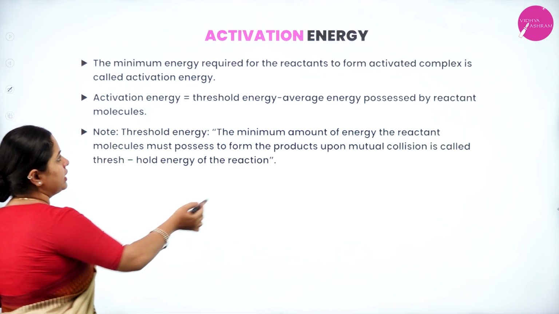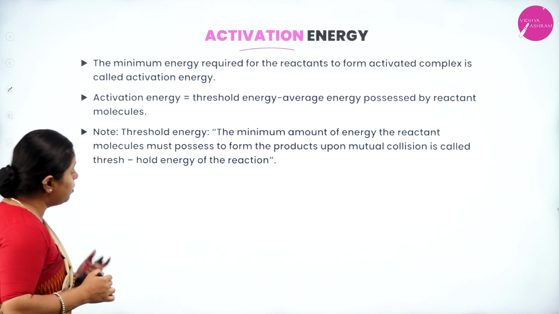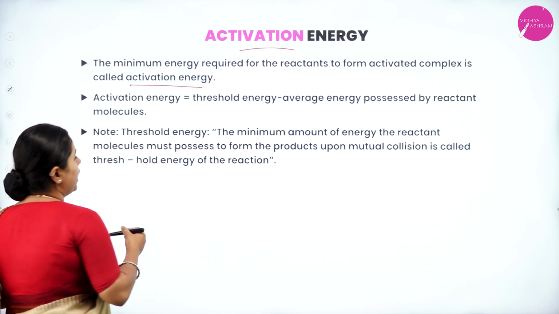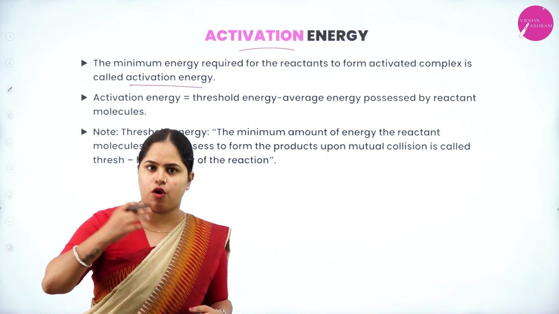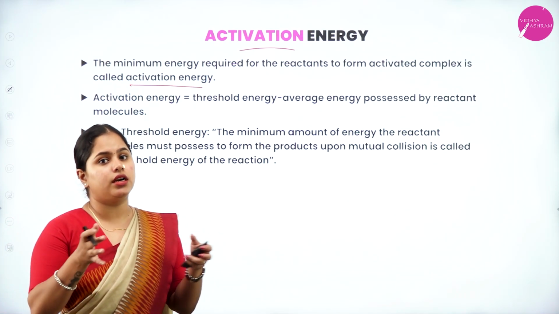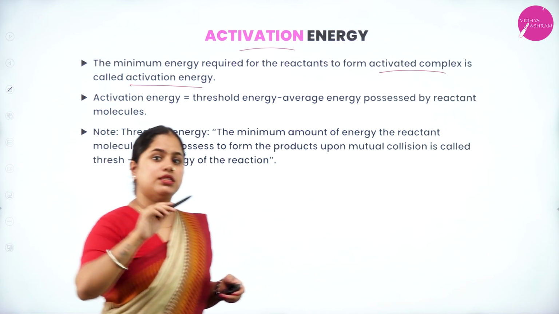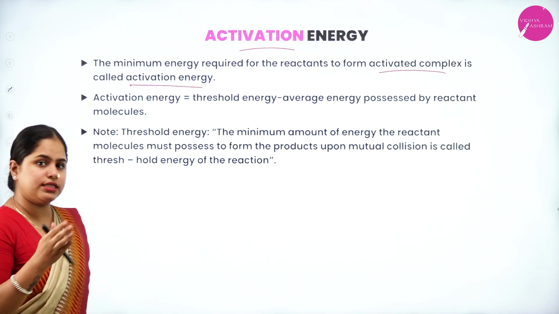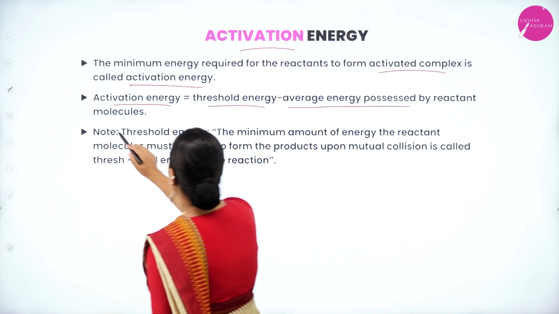Now what is activation energy? That is the Ea which is present here. It is the minimum energy required for the reactants to form the activated complex. What is going to happen here is the reactants are going to collide with each other and form products. So there is a minimum energy which the reactants are supposed to possess so that they will undergo collision and first form an activated complex. From this activated complex, the product will be formed. That minimum energy which is supposed to be present in the reactants is called the activation energy. So activation energy is equal to threshold energy minus the average energy possessed by the reactant molecules.